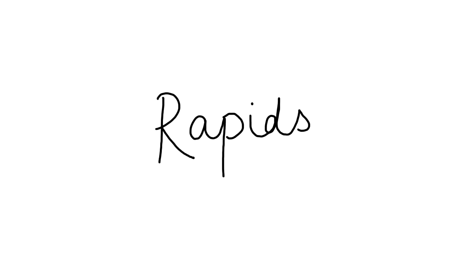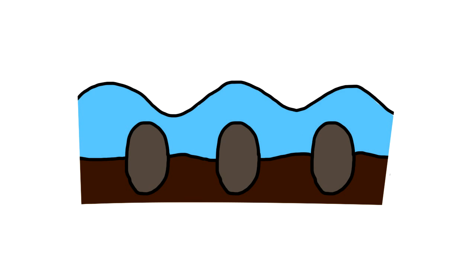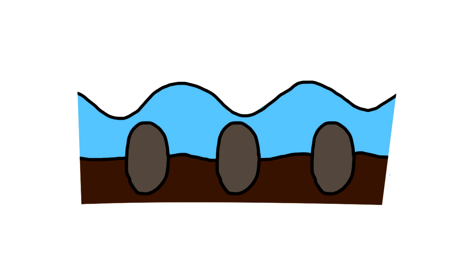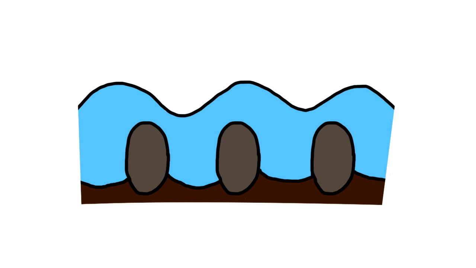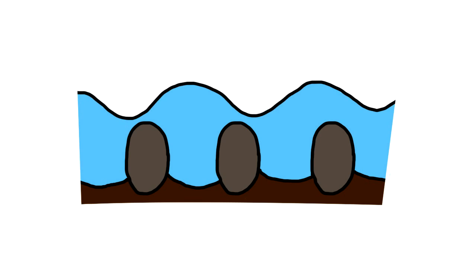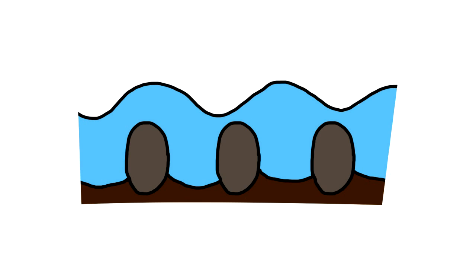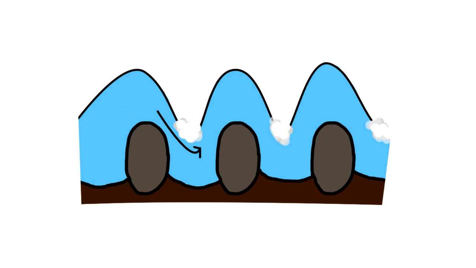Rapids are essentially mini waterfalls. They're made with a combination of turbulent water and steep sections of hard rock. The water flows over the rock, eventually causing the rapids to become steeper and steeper as softer rock erodes away. This can create white water.